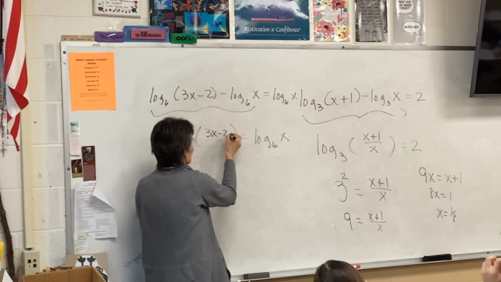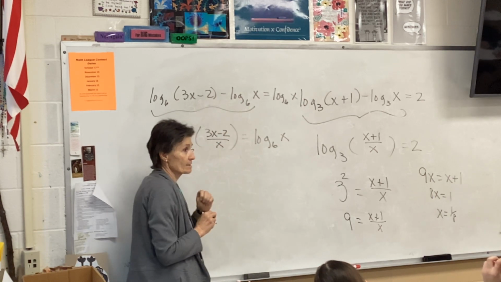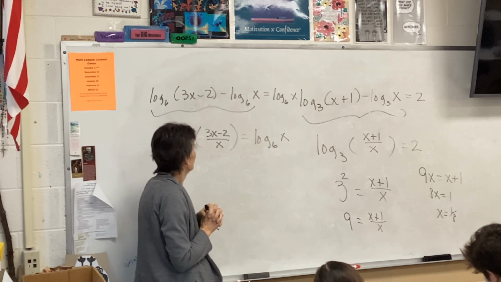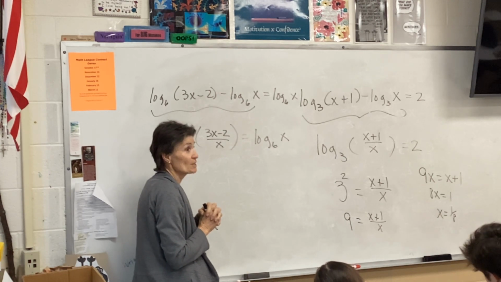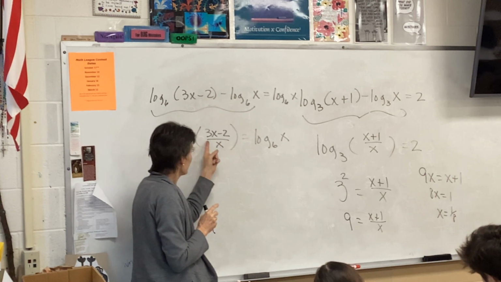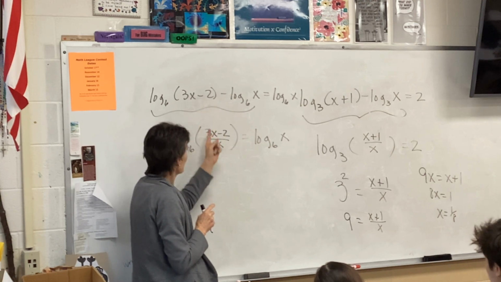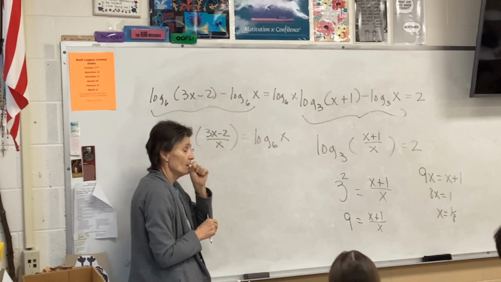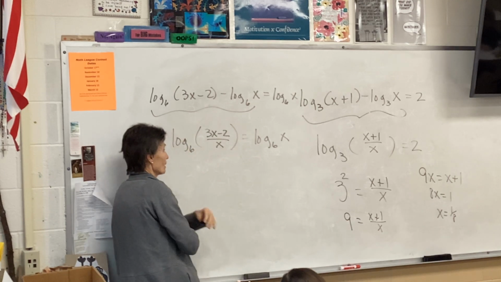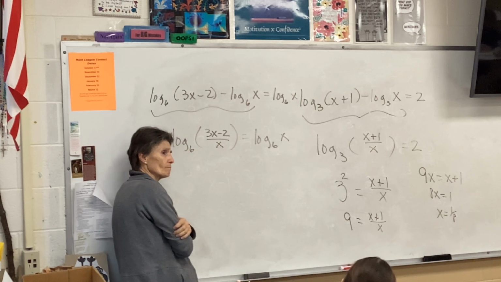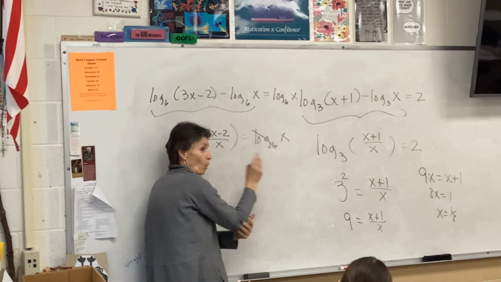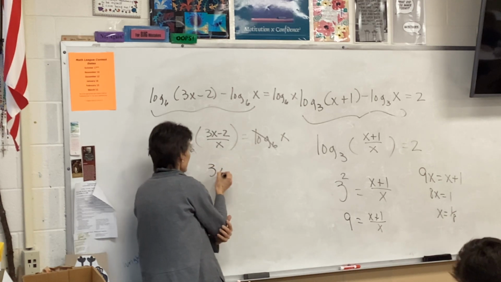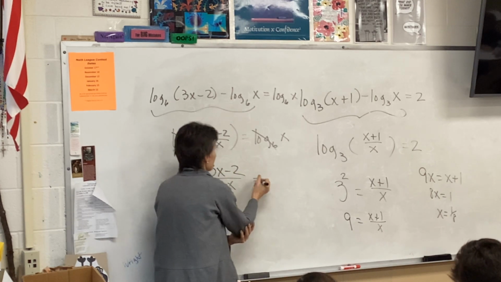3x minus 2 over x. So the subtraction, in the parentheses, just becomes a division. The 3x minus 2? No, that doesn't change. That stays 3x minus 2, and then parentheses, untouchable, divided by x. Now what? Now, since I have log on both sides, I can disregard them. So 3x minus 2 over x equals x.